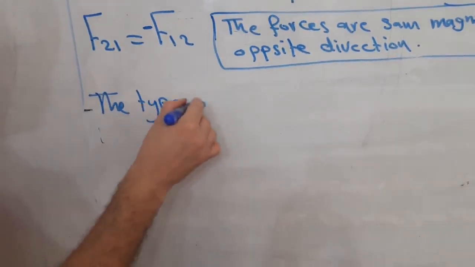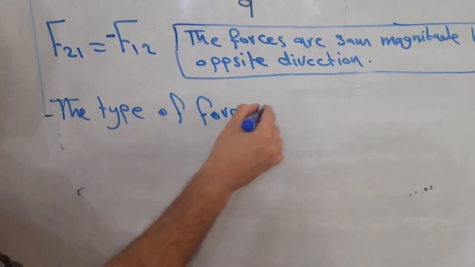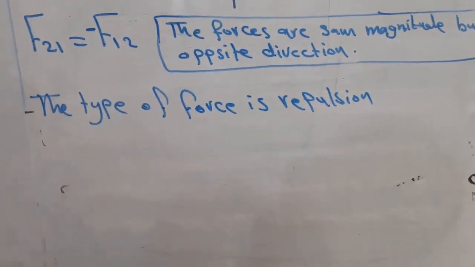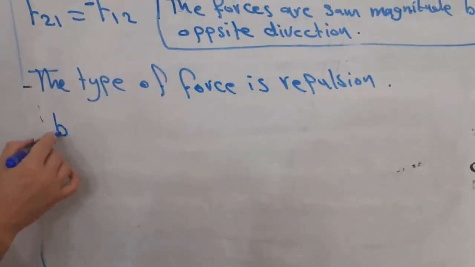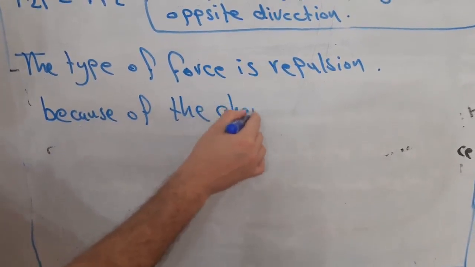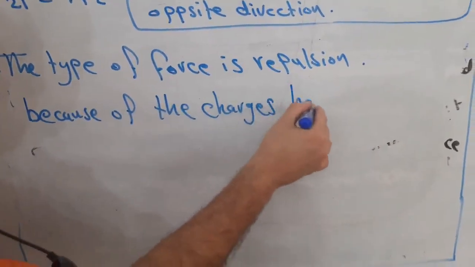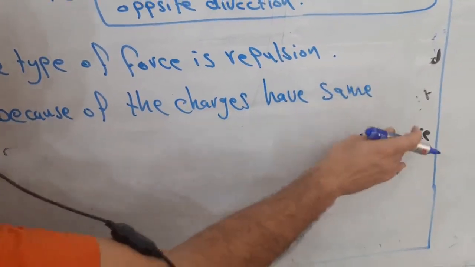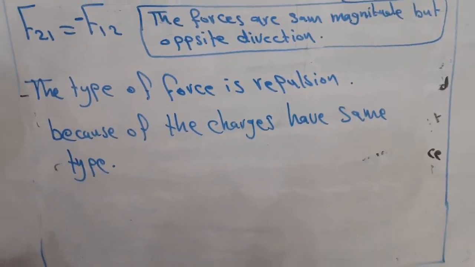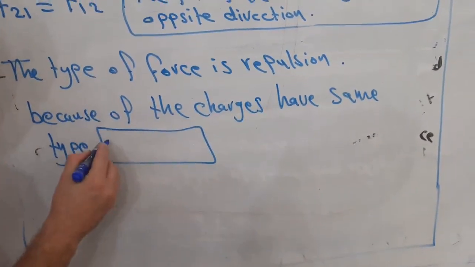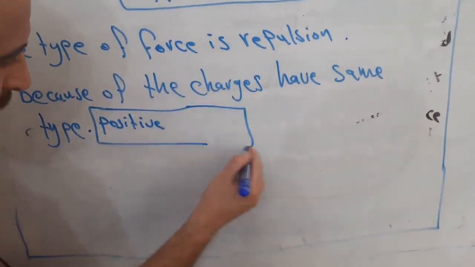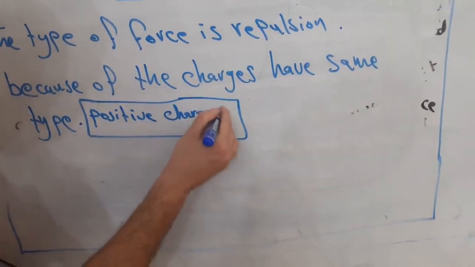The type of force is repulsion. Why? Because the charges are of the same type. Positive, two positive charges. Okay.